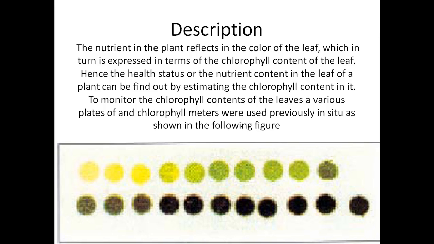Now, previously, the chlorophyll content was found out by monitoring the chlorophyll contents of the leaves of various plants by using different chemical mechanisms and different chlorophyll meters. That is how we could find out the chlorophyll content of a leaf in the different stages shown in this particular palette. Here the chlorophyll content is increasing, and here the chlorophyll content is decreasing. These are chemical methods of finding out the chlorophyll content in leaves.